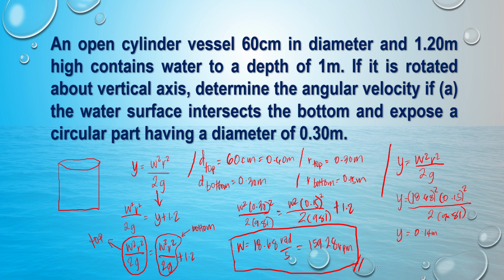Then your total height, let's add it to 1.2. So 1.2 plus 0.14 meters, we will get 1.6 meters. Okay. This is the final answer.